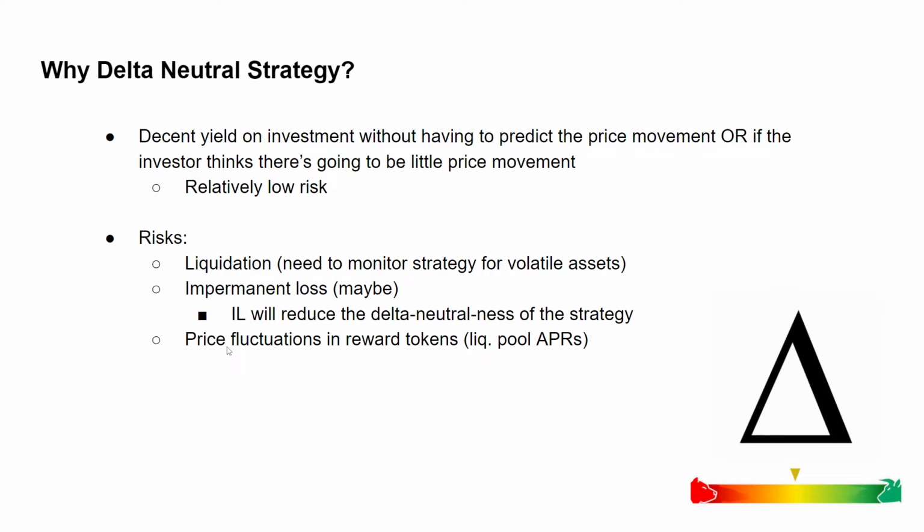And finally, price fluctuations in reward tokens. This is kind of coupled with the impermanent loss in that if we are providing liquidity in some yield farming position, then those pool APRs are probably dependent on the platform's reward tokens. So if those reward tokens change in price, then the APRs might change, and that's going to affect how much return we get on the delta neutral strategy.